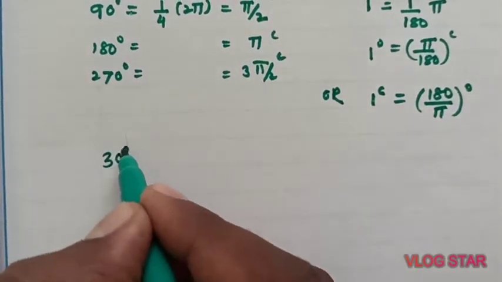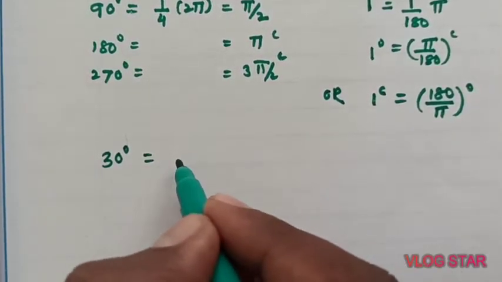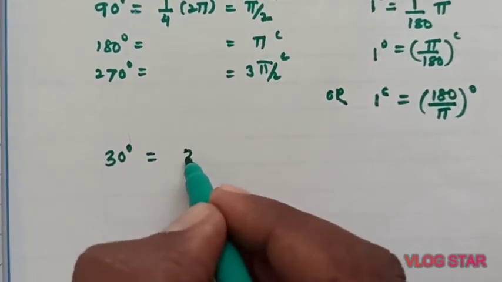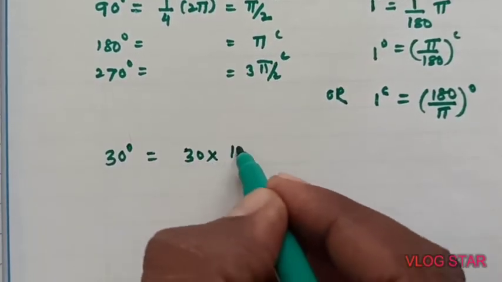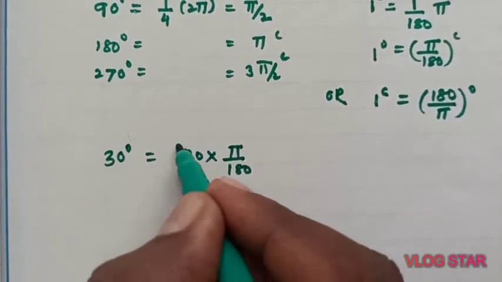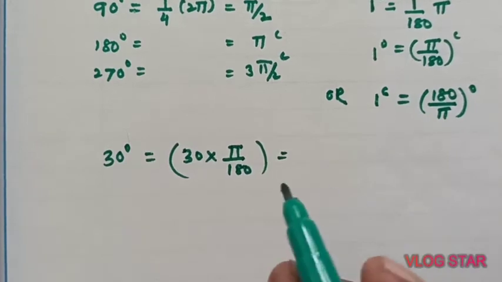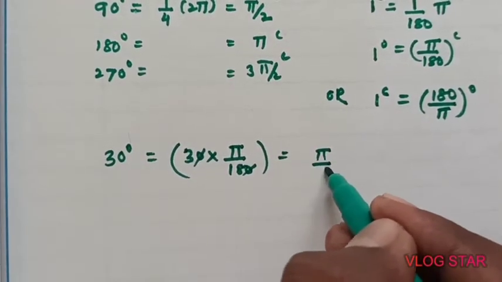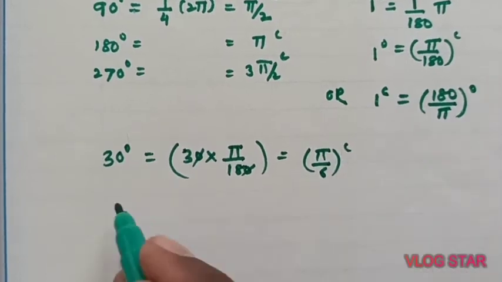What is 30 degree? We want it in pi, so 30 into pi by 180. Multiply the given number by pi by 180. The final answer would be in radian. So reduce it, 3 6s are 18, so pi by 6 radian.